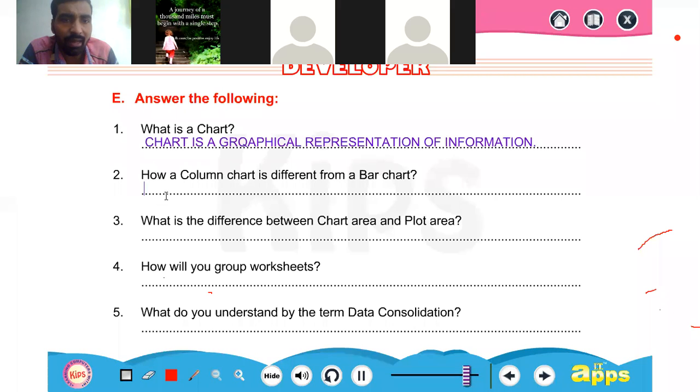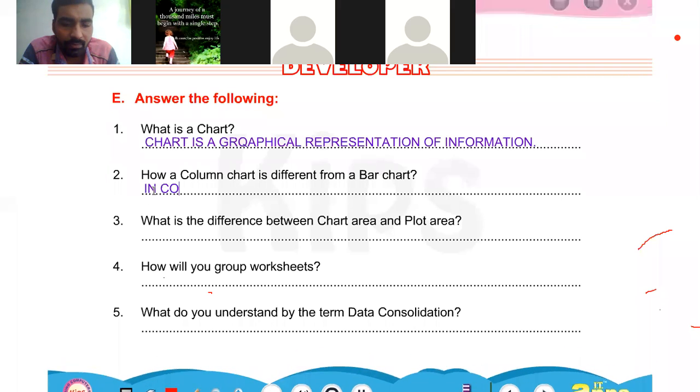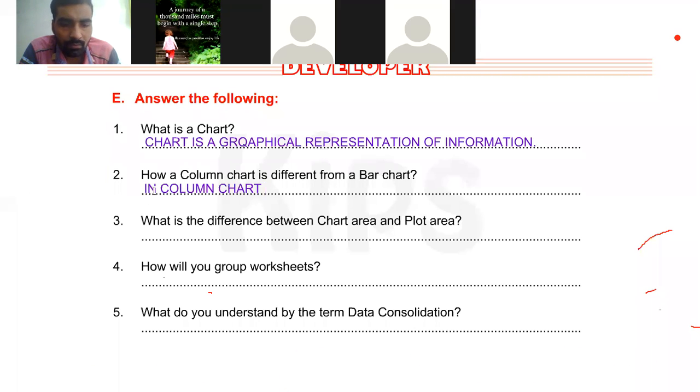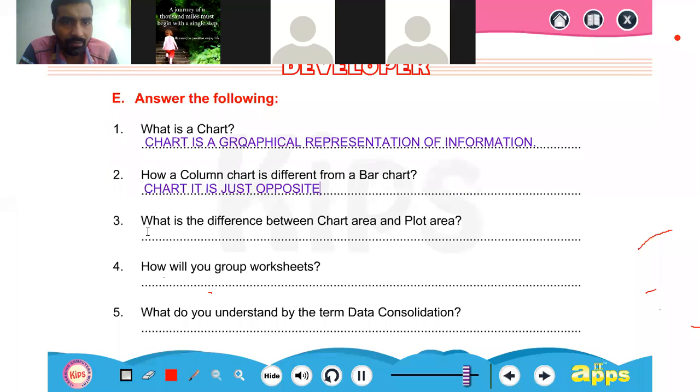How is a column chart different from bar chart? In column chart, values are plotted along y-axis, but in bar chart, it is just opposite. Next, what is the difference between chart area and plot area?